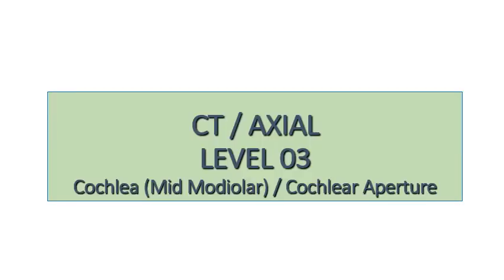Finishing with levels 1 and 2, which usually show the vestibular system and the semicircular canals, we move now to level 3, from which we can see the cochlea, because, you know, the cochlea is anterior and inferior to the vestibular system. So in axial section, it will appear after the vestibular system.